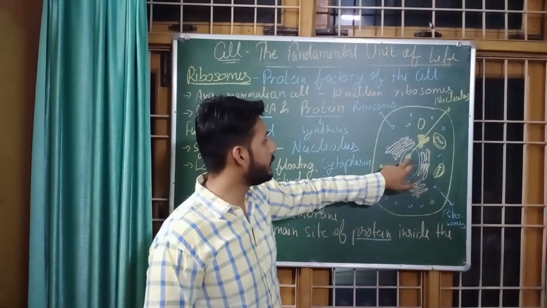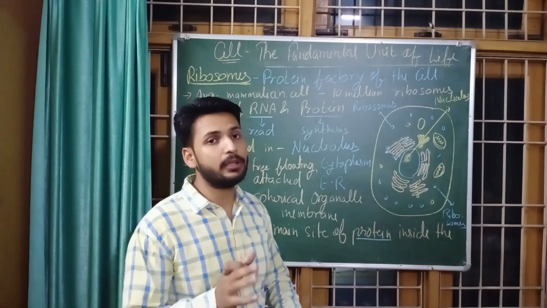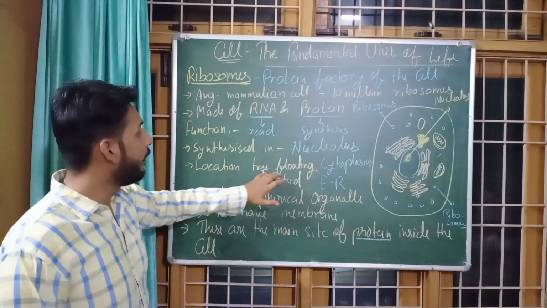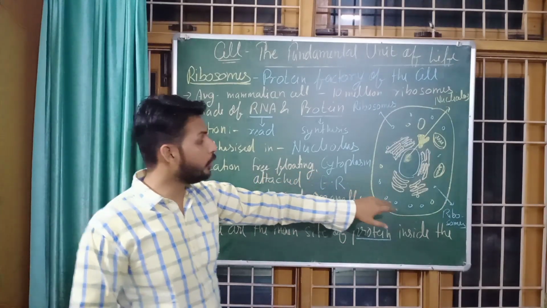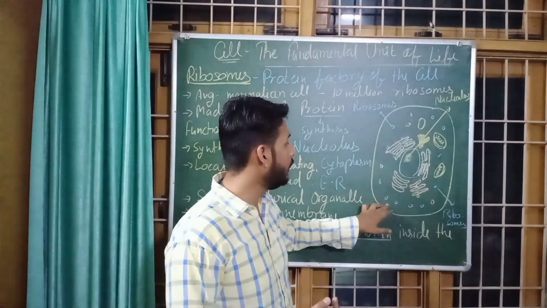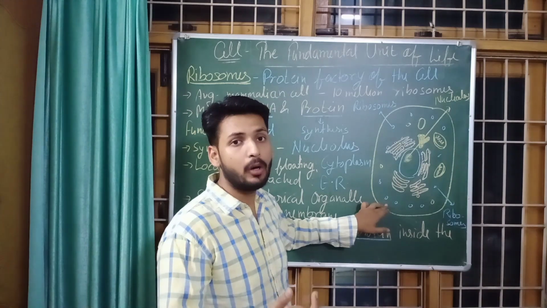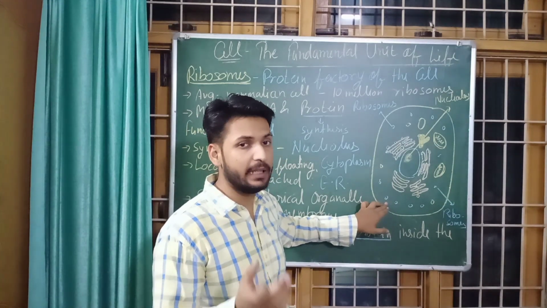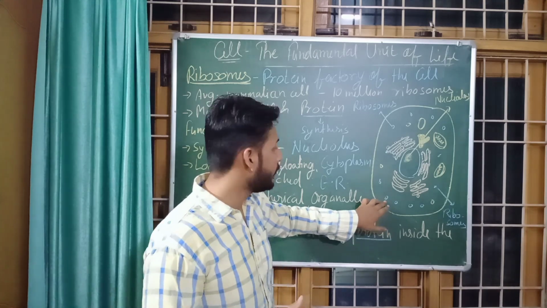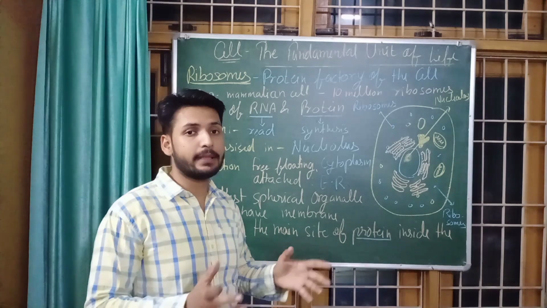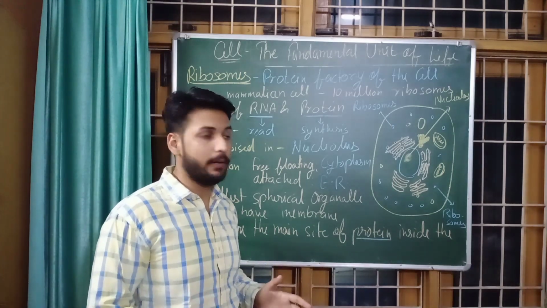And here you can see ribosomes are found in two states. What are the two states? These are free floating. You can see these blue color dots. These are spherical and non-membrane bound organelles. They do not have any kind of membrane. So in blue color you can see these are ribosomes which are scattered inside the cell.